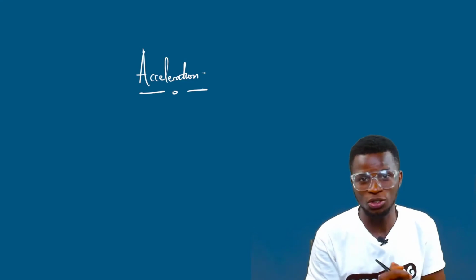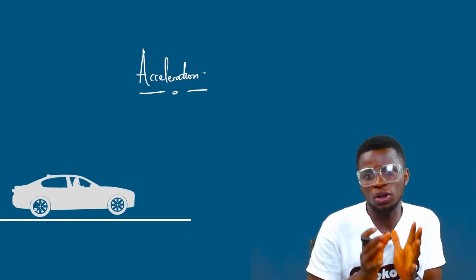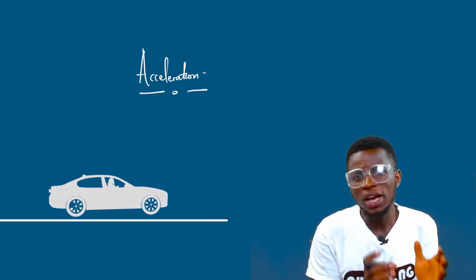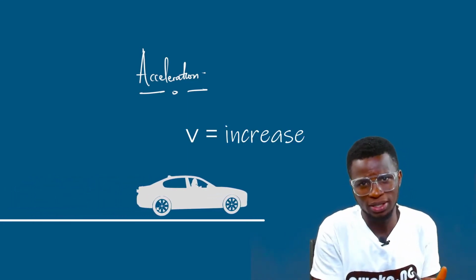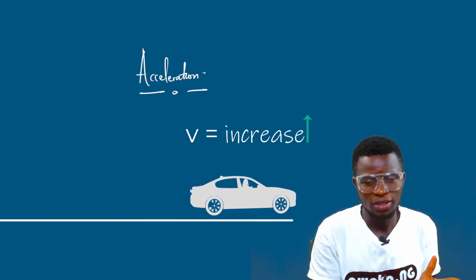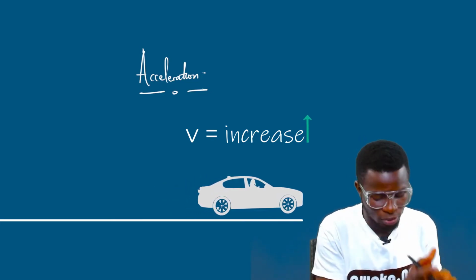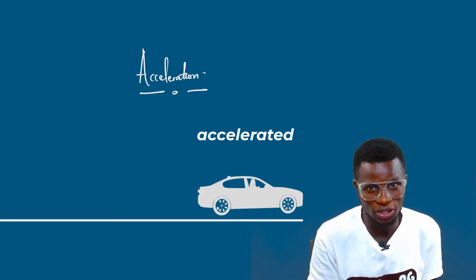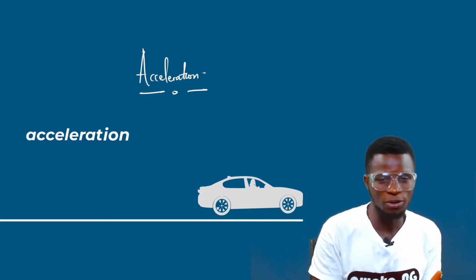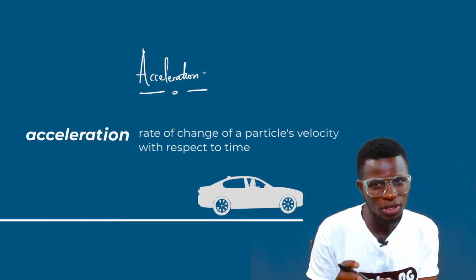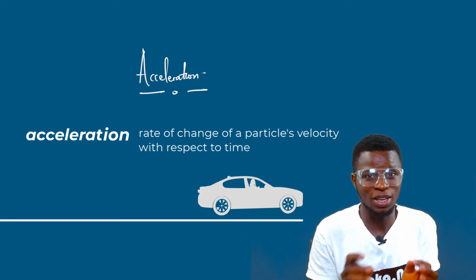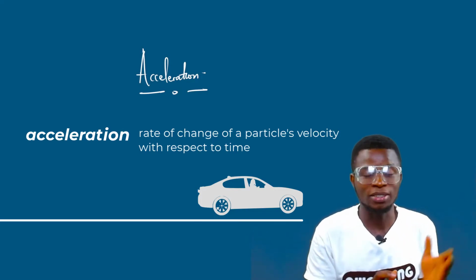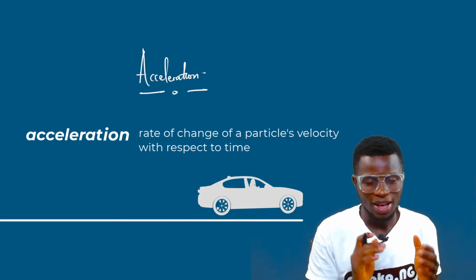Let me start by giving this illustration. When we consider a particular object that is in motion, and we realize that the velocity of that object increases, then we can say that the body is said to have accelerated. So, in layman's language, acceleration is the rate of change of a particle's velocity. That is, when the velocity of a particle changes with respect to time, then we say we have acceleration, okay?